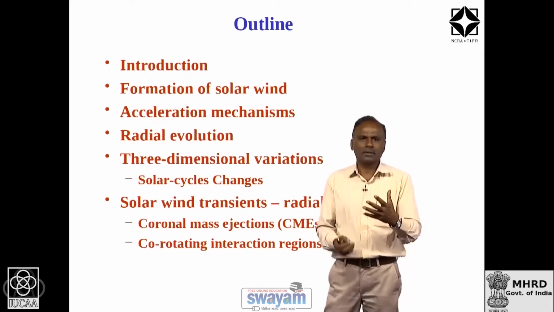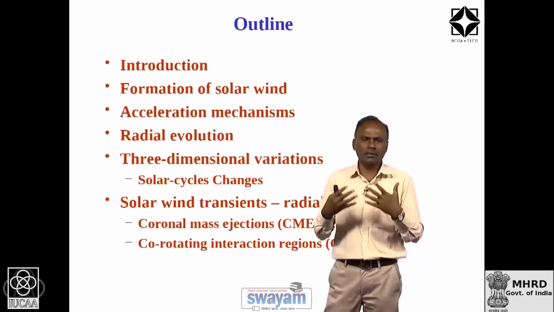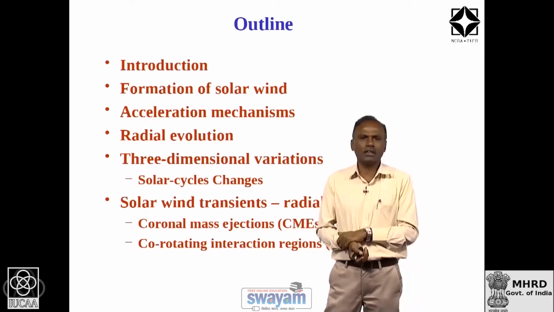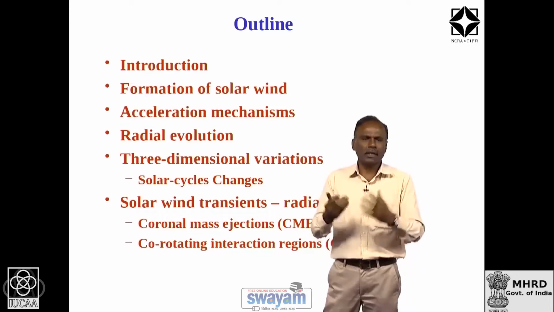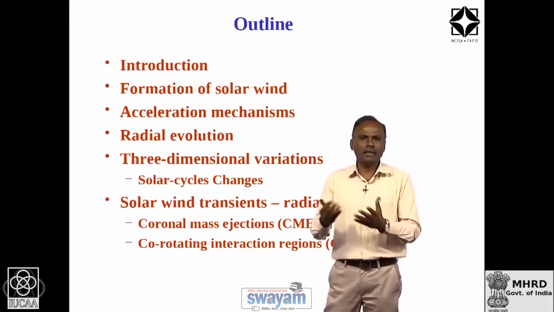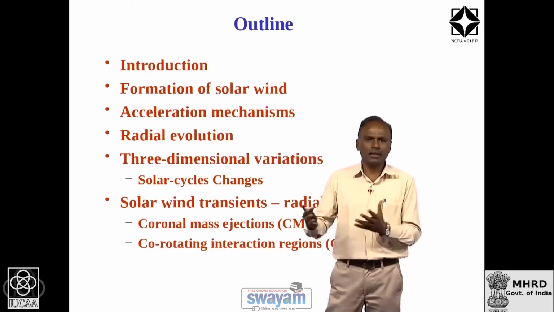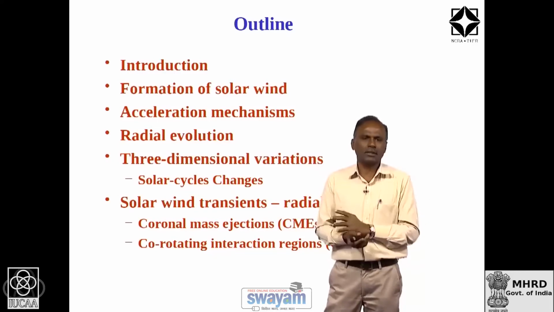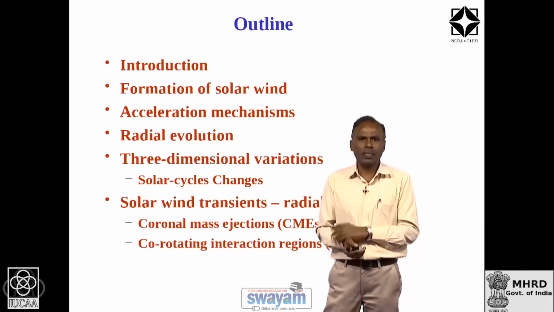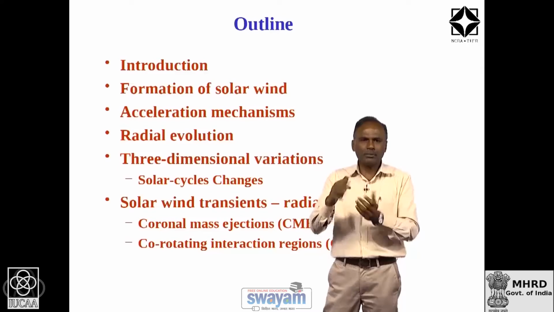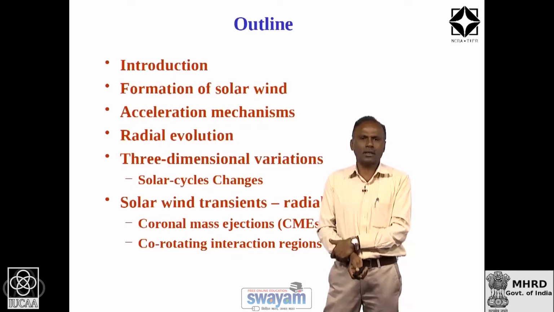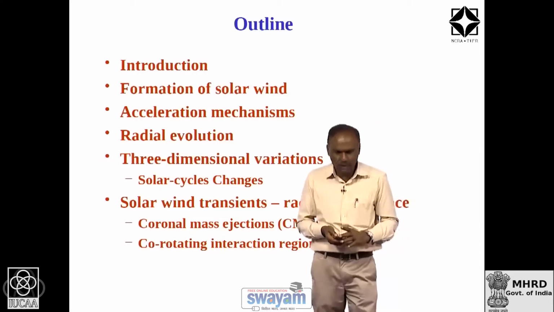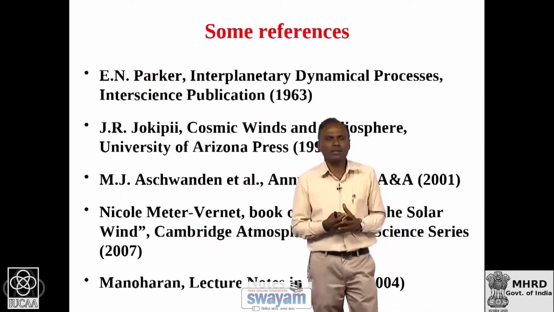For example, there are several activities taking place on the sun, like solar flares, coronal mass ejection, and the high speed stream propagating away from the sun. They interact with low speed wind in the interplanetary space. They cause co-rotating interaction regions. So, these properties of solar wind transients also we will see. To start with, let us see the formation of the solar wind.